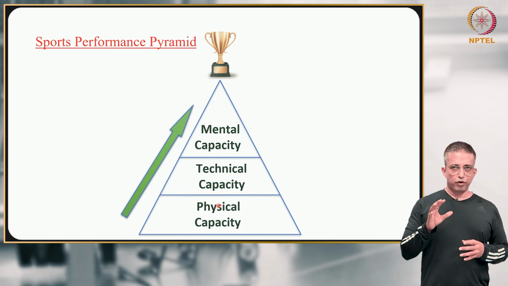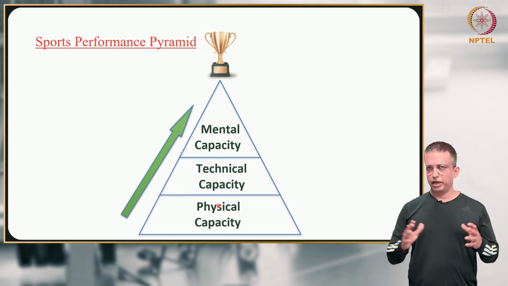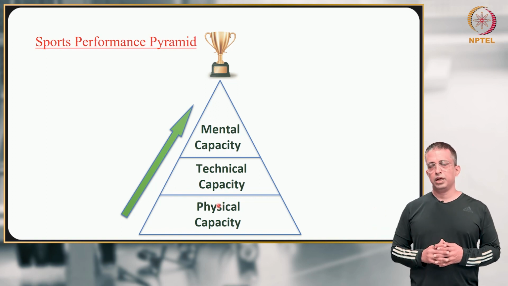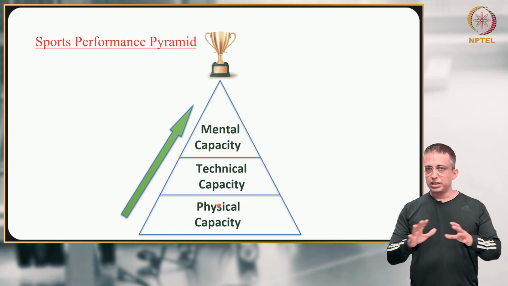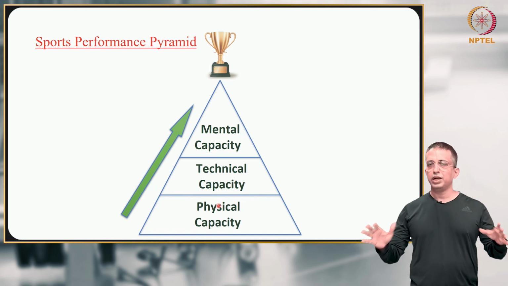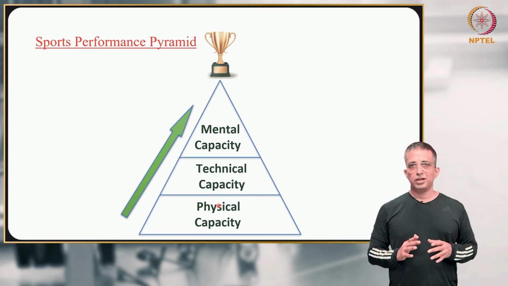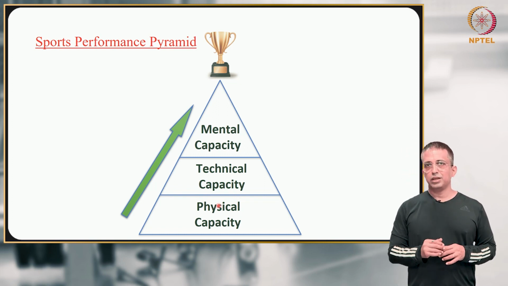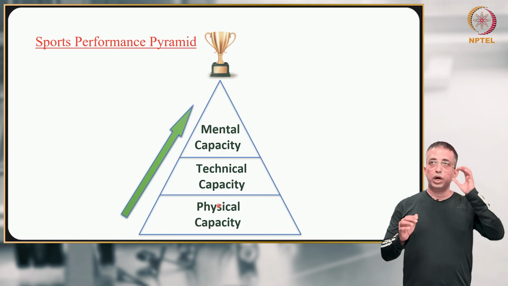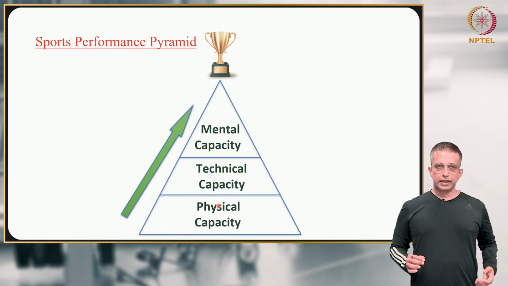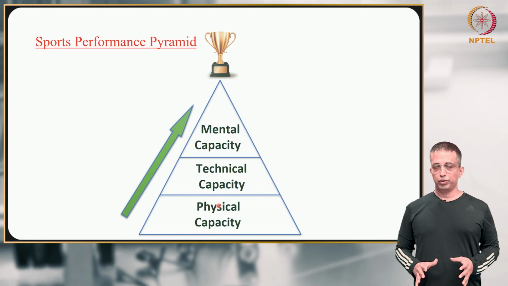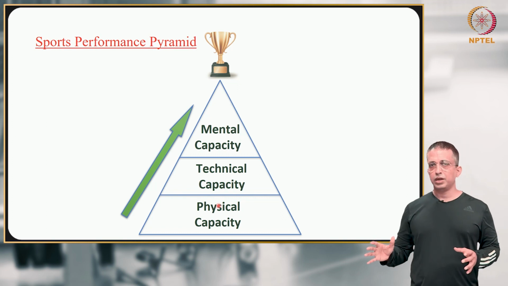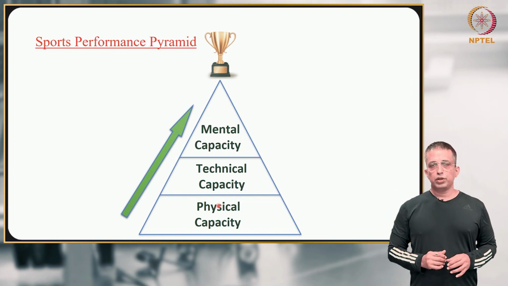So on the day of competition, let's say we train for 2 months for a particular competition. On that particular day, the three things that are required are the base, physical, non-negotiable; technical capacity, non-negotiable; mental capacity, non-negotiable. So is one more important than the other? No, they're all important. They are all equal. It is just that if you are physically not capable, you are not going to be able to use your technical skills.